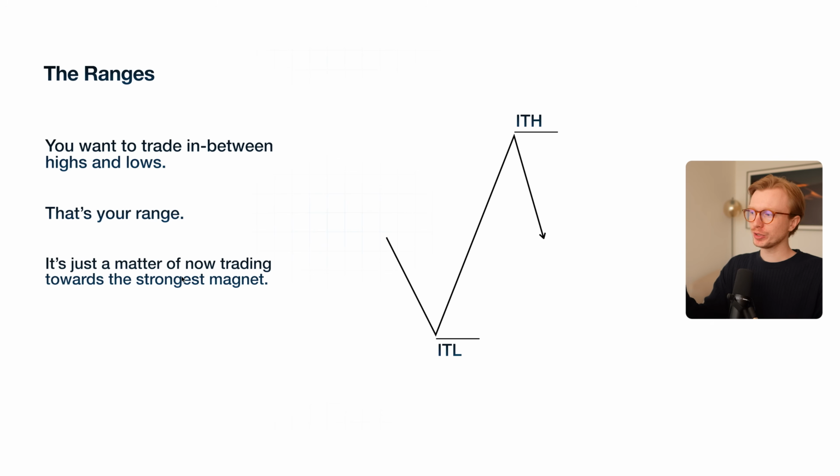Why is that important? Because it's now just a matter of trading towards the strongest magnet. So either towards the intermediate high or towards the intermediate low. That means we can either continue higher towards the intermediate high or we can continue lower towards the intermediate low. So to fully drive this point home, what this looks like is the following.